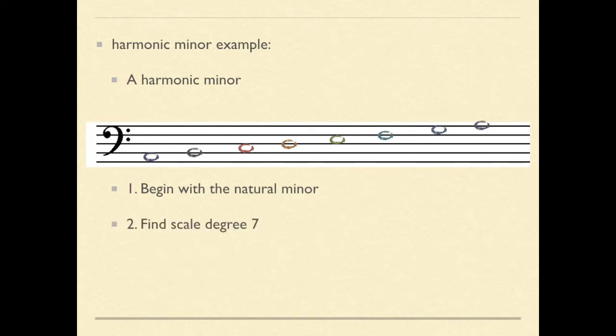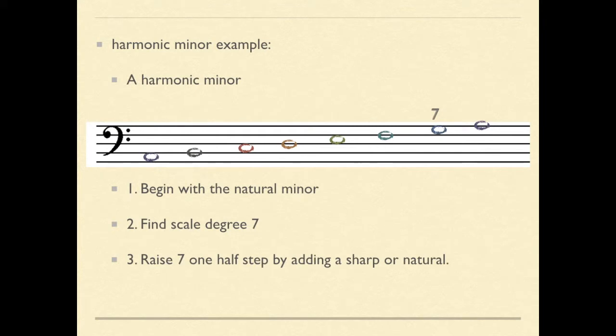Next, we're going to find scale degree 7. So we're going to number the scale degrees. 1, 2, 3, 4, 5, 6, 7, 1. Okay. We'll focus on scale degree 7, and we're going to raise that 1/2 step by adding a sharp or a natural. So in this case, we're going to add a sharp. And now we have an A harmonic minor scale.